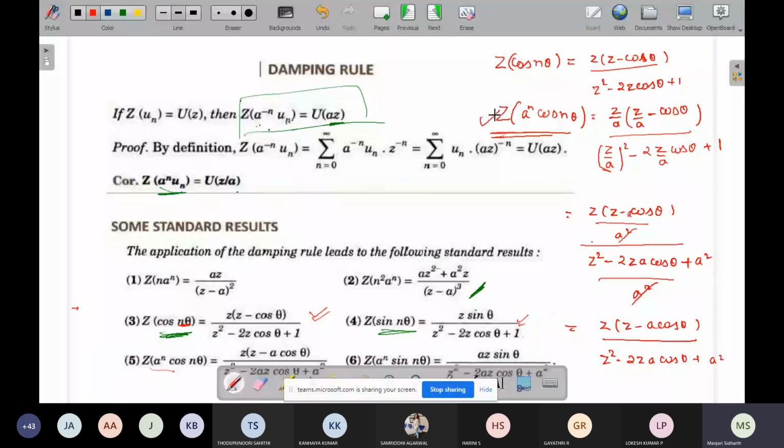So similarly you can prove the last one. You have the z transform of sine n theta, and it is multiplied with positive power of a. So damping rule, this one.